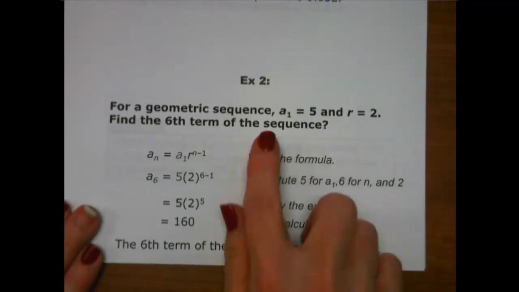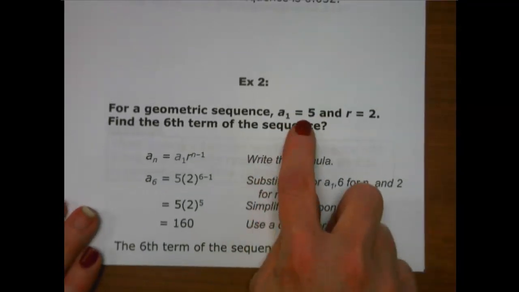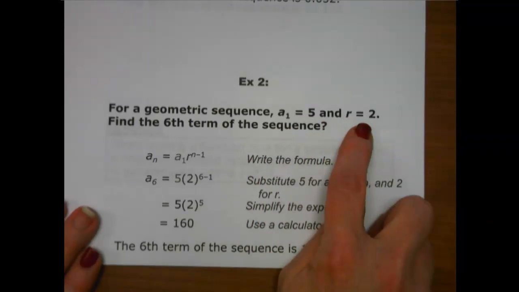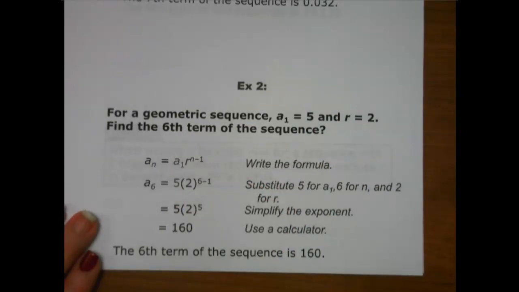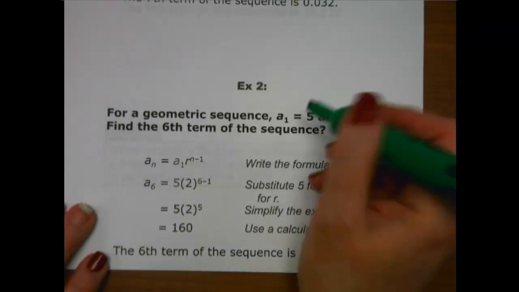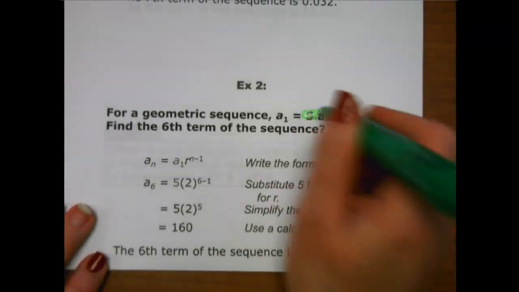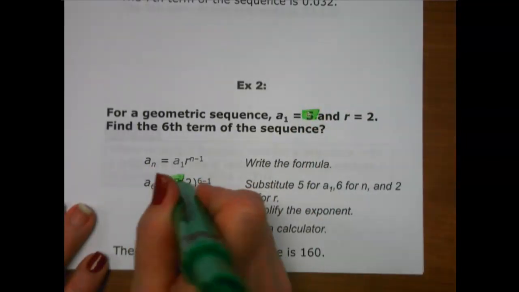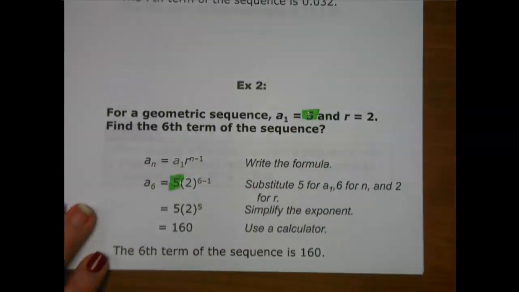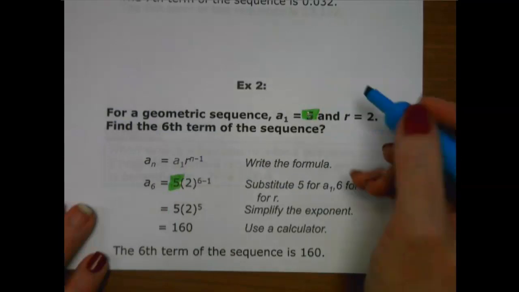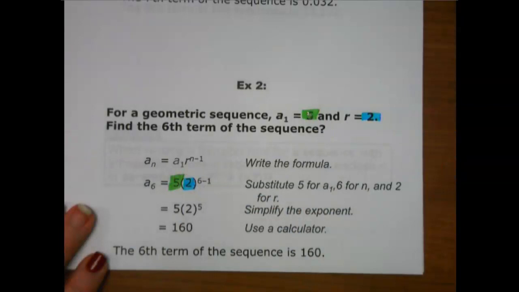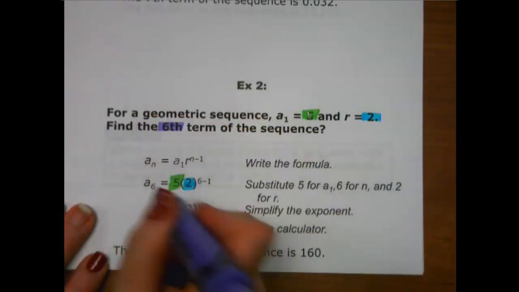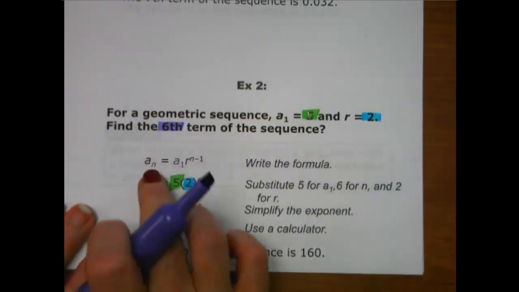For a geometric sequence, it's telling you a sub 1 equals 5 and r equals 2. Find the sixth term of the sequence. All right, so I'm going to try and use the same colors. They said a sub 1. a sub 1 is 5. Well, that means my starting point is 5. All right, I can put that in. They tell you that the R value is 2. So my R value is 2. And they're looking for the sixth term, which means I'm looking for a sub 6.